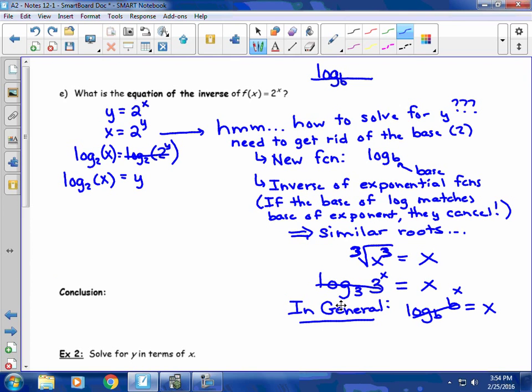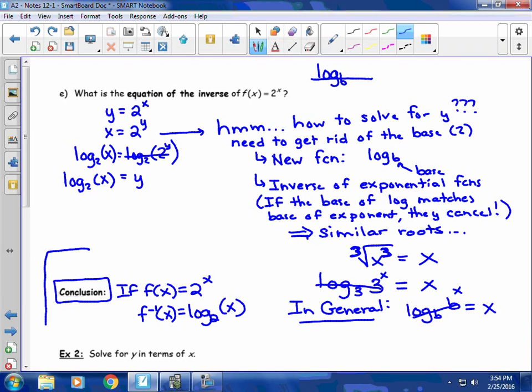So conclusion down here, if f of x is equal to 2 to the x, the inverse, f inverse of x, is equal to log base 2 of x. And I know this might look a little weird right now, but again, it's really no different than taking roots to get rid of exponents. Now we're taking logs to get rid of bases.